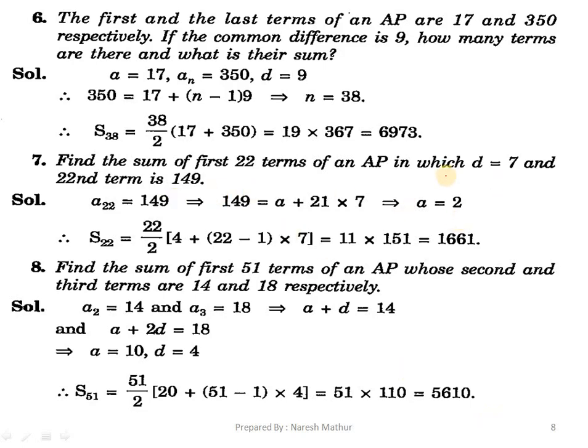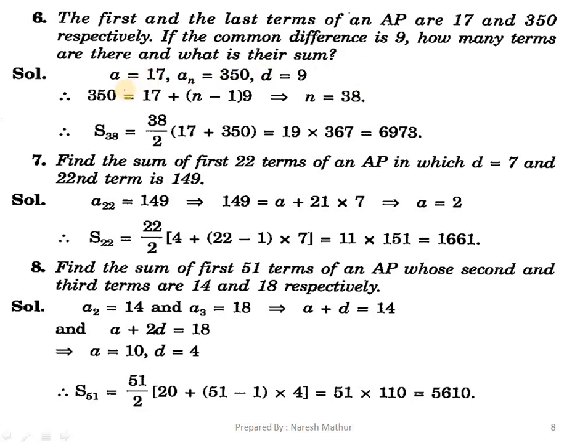In the next question, the question is given as: the first and last terms of an AP are 17 and 350 respectively. If the common difference is 9, how many terms are there and what is their sum? Now it's a good question.